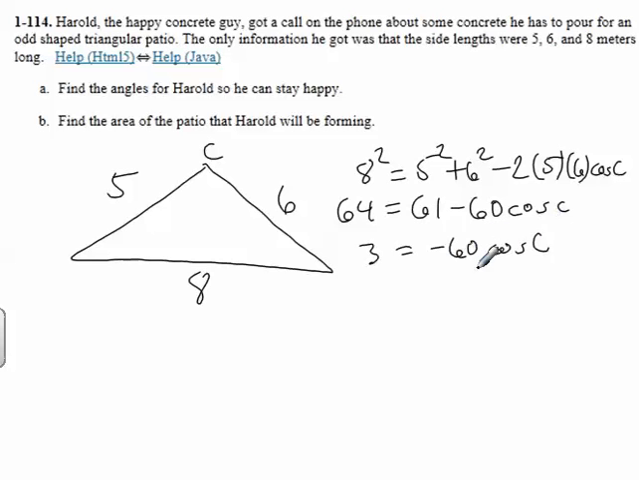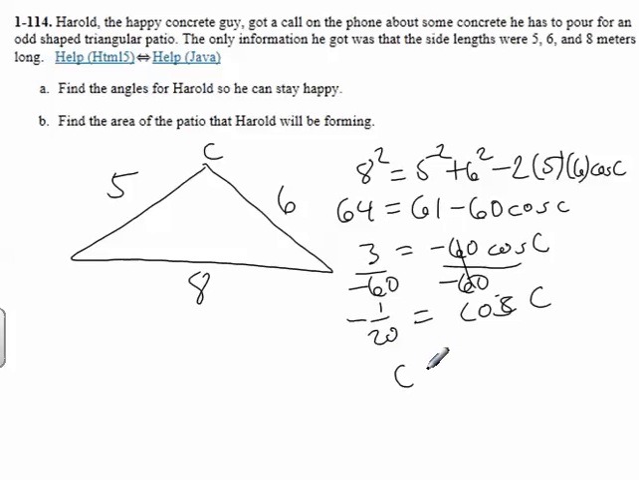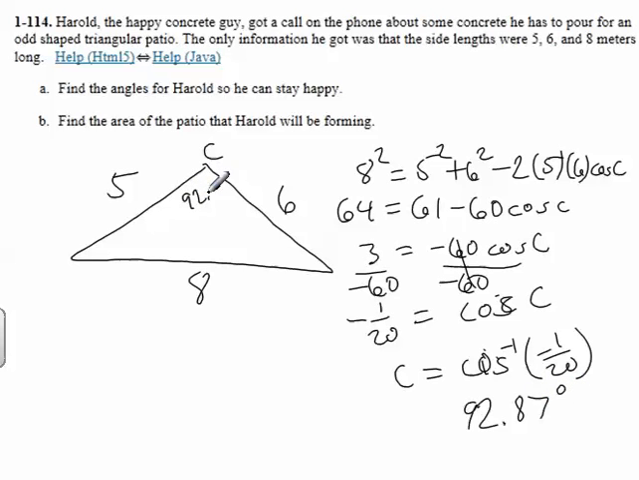So let's subtract 61 from both sides, and we get 3 is equal to negative 60 cosine of C. Let's divide both sides by negative 60, and we've got cosine of C is equal to negative 3 over 60, which happens to reduce to negative 1 over 20. So we're going to do the inverse cosine of that. So C is the inverse cosine of negative 1 over 20, and that yields 92.87 degrees.